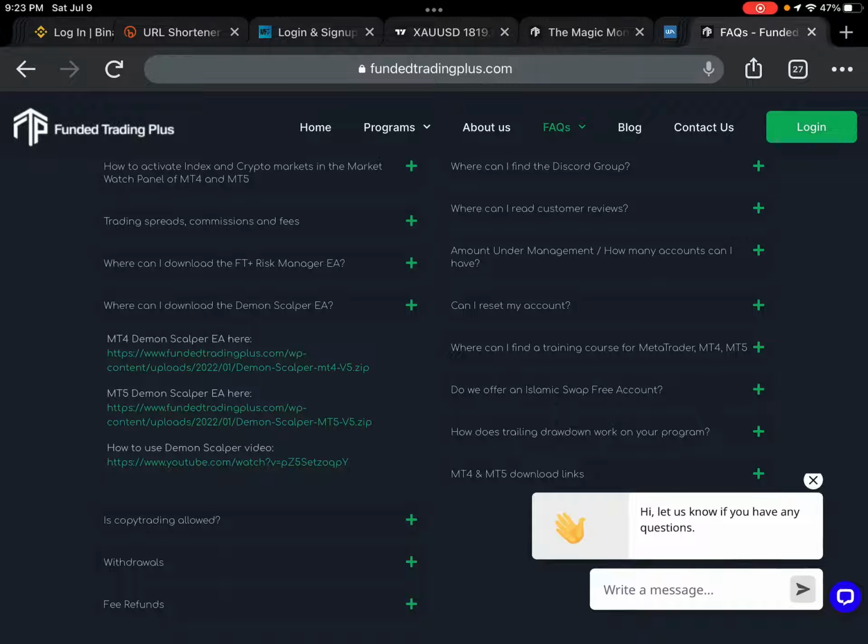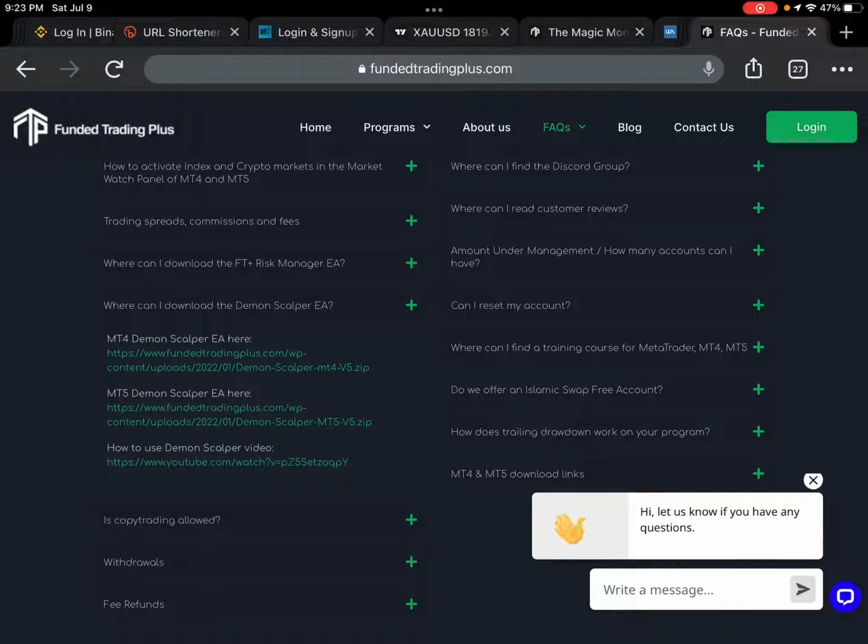Hit your plus. There's one for MT4. There's one here for MT5. We would be using the MT5. And then there's a video on how to use it, and it goes into both the functions I was telling you about and some more advanced functions as well. So this is where you can download that.